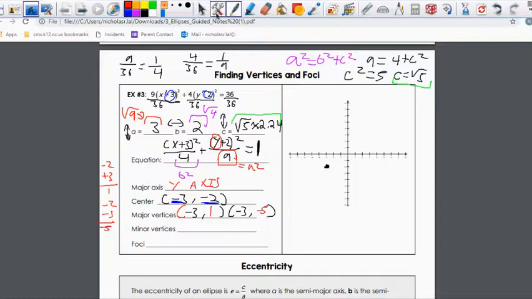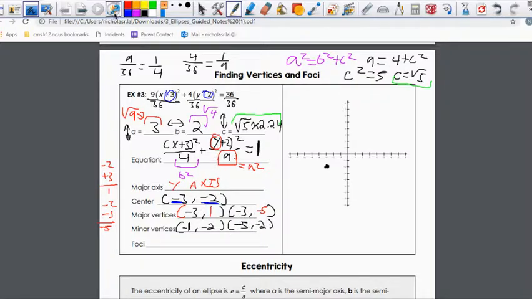The minor vertices. On the minor vertices, now the y-coordinate of the center stays fixed. So we'll have that -2 all in place. And now at -3, we're going to be adding 2 to each side. So -3 plus 2 is going to be -1. And -3 minus 2 is going to be -5.